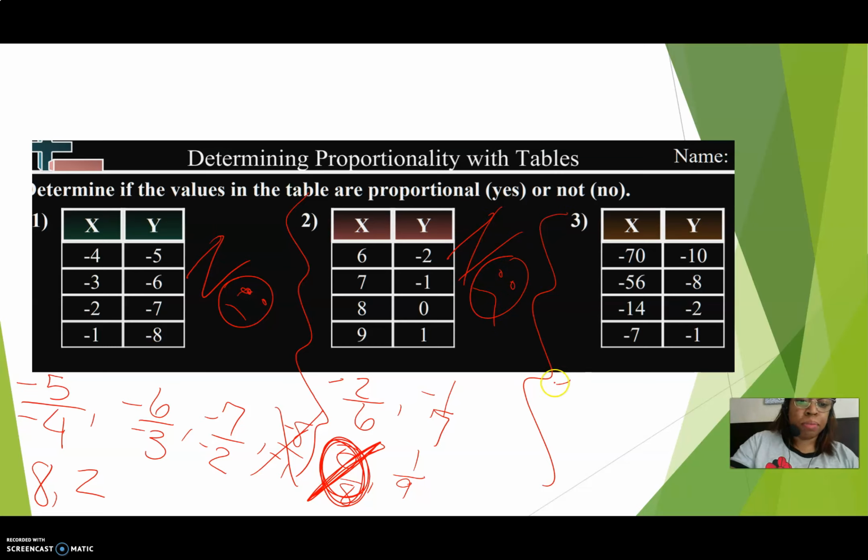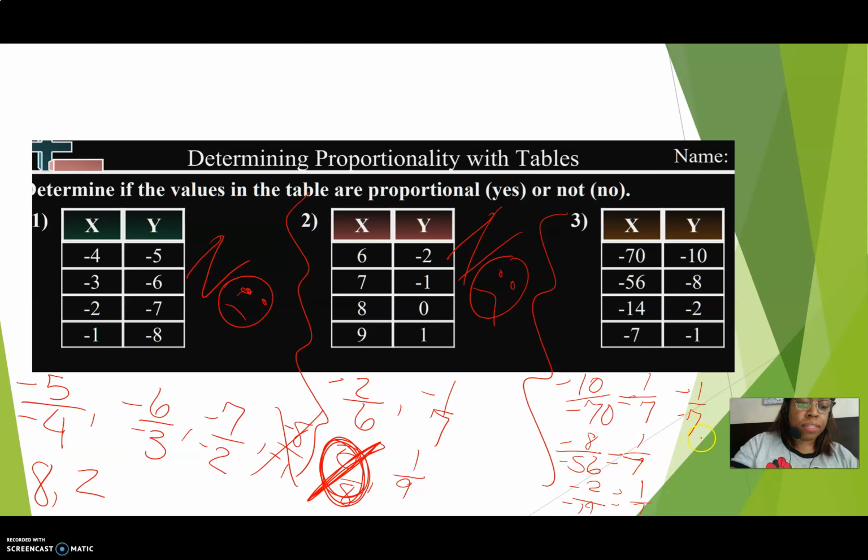Final table, set it up all the same. Y over x, y over x, y over x, and y over x. For each of those ratios, I need to break them down to an equivalent fraction using smaller numbers. So to simplify, I know I can divide this one by -10 because both of those numbers are multiples of -10. I'm dividing this one by -8 and this one by -2.